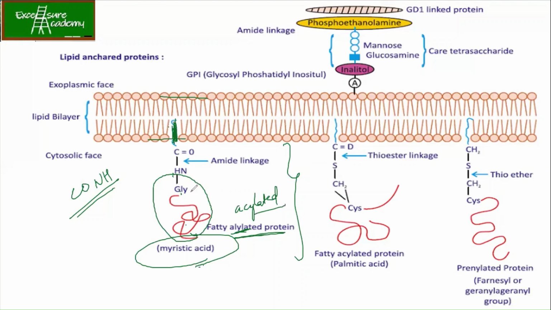Now we have another example: if it is palmitic acid, then a thioester linkage forms. So this is your palmitic acid. It is forming a thioester linkage with the protein. Now, with which amino acid of the protein? If it is a thioester, then a sulfhydryl group must be present here.